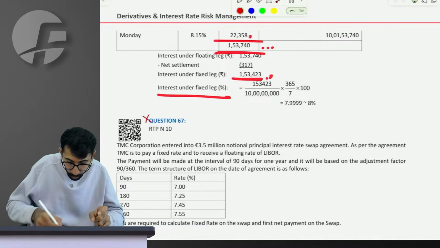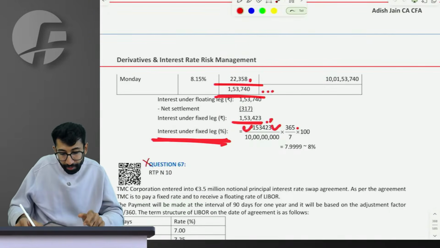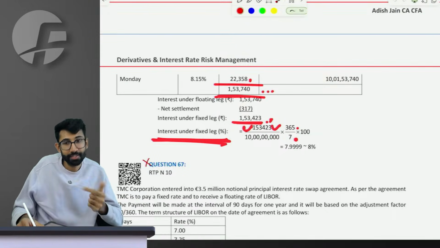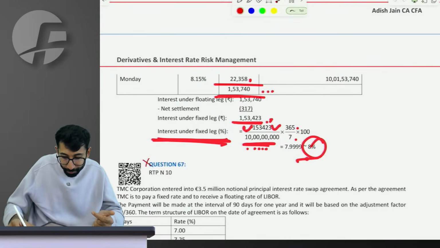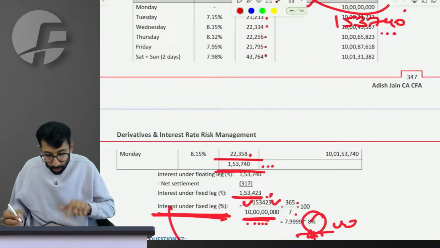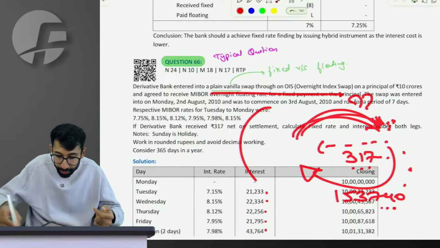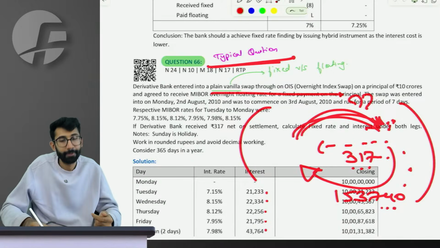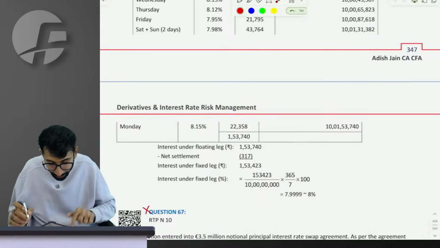153,423. If you have to convert it in percentage terms, so this much I had to pay in 7 days. So annualized is 365 divided by 7 over a principal of 10 crore. Give me 8% on a rounded off basis at the interest in the fixed leg. So it was a question of overnight index swap, that too with the reverse calculation, which is why I'm calling it as typical. Question 66, I hope I have explained overnight index swap.